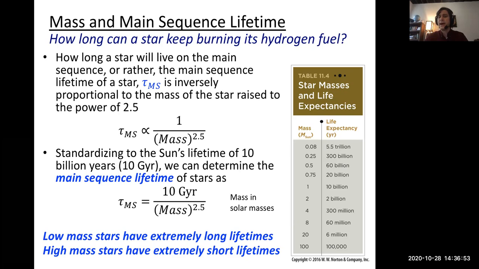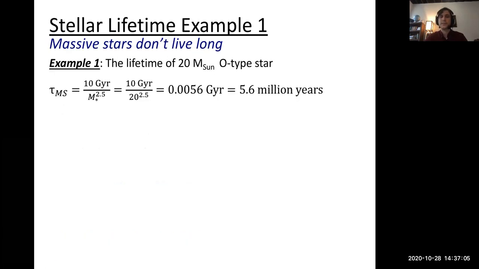Okay. Now, I don't expect you to memorize this table, but I want to give you some practical examples so we can at least figure out how long the highest mass stars live, what the shortest lifetimes we can expect are, and what the longest lifetimes we can expect are. With this, we'll do a couple of examples. So we have the lifetime. I want to figure out the lifetime of a 20 solar mass O-type star.